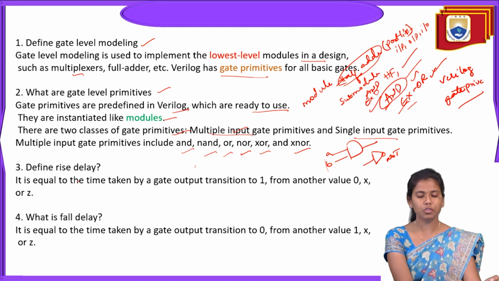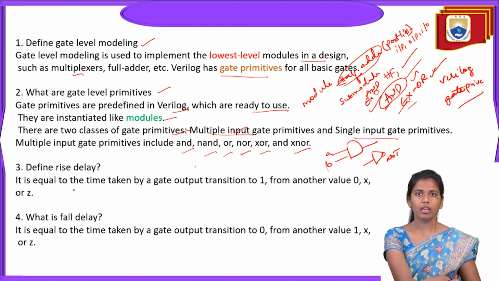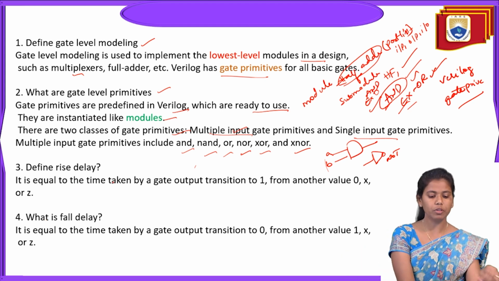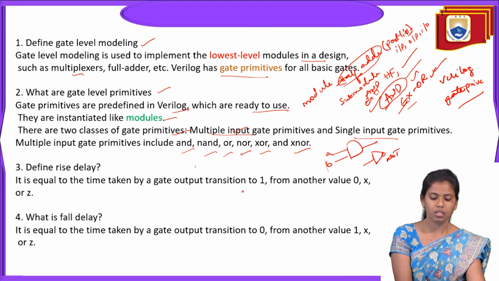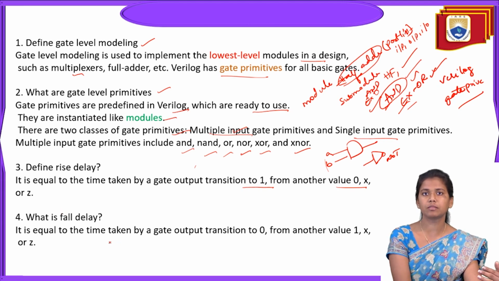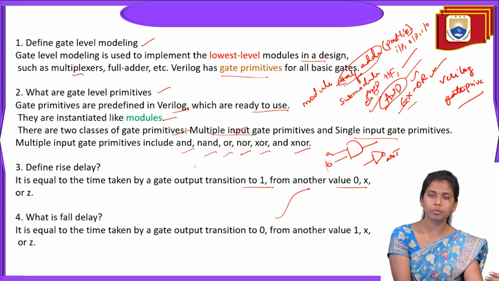Then coming to defining rise time. So what is rise time? Rise time is equal to the time taken by the gate output to transition to 1 from another value: 0, X or Z. Whenever a steep curve moves from 0 to a 1 position, the delay is mentioned as the time delay, right?